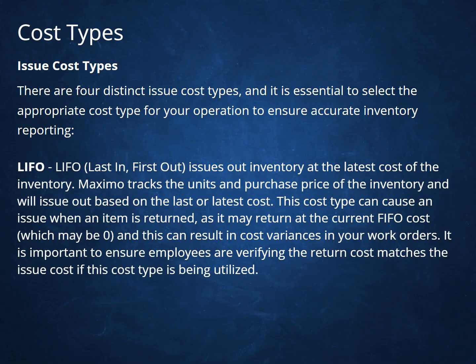LIFO. LIFO, last in, first out, issues out inventory at the latest cost of the inventory. Maximo tracks the units and purchase price of the inventory and will issue out based on the last or latest cost. This cost type can cause an issue when an item is returned, as it may return at the current FIFO cost, which may be 0, and this can result in cost variances in your work orders. It is important to ensure employees are verifying the return cost matches the issue cost if this cost type is being utilized.